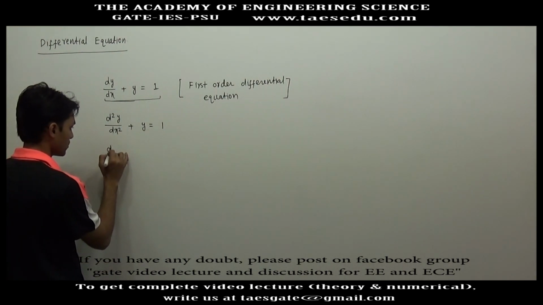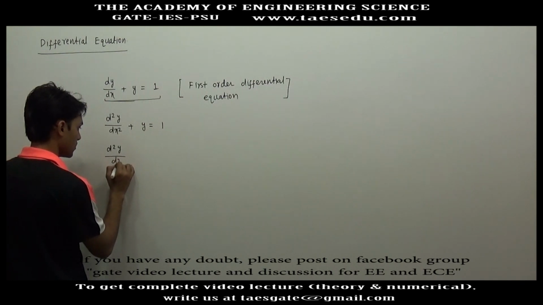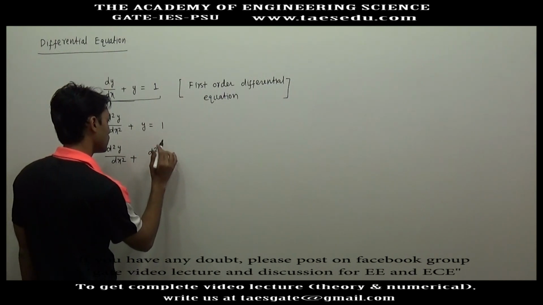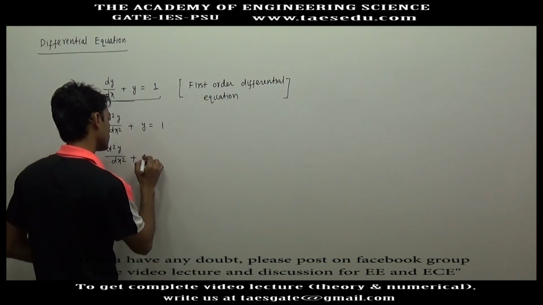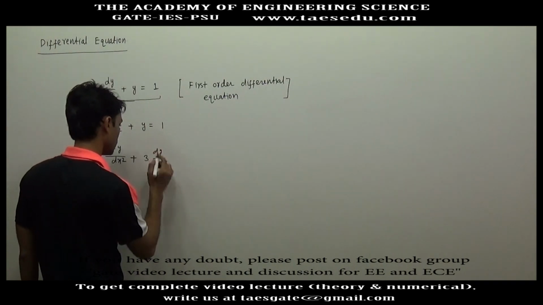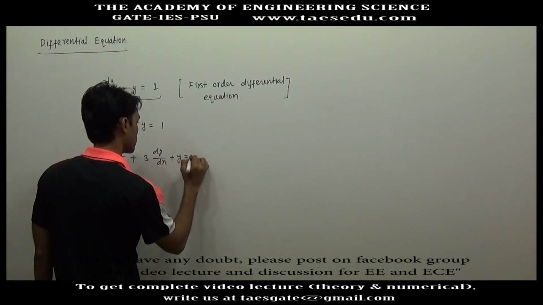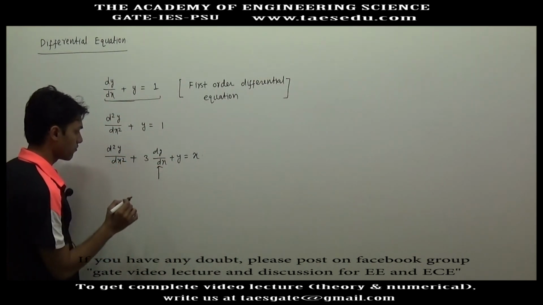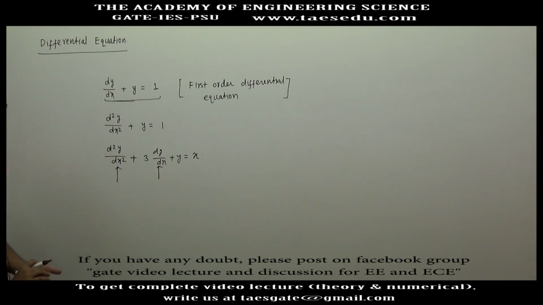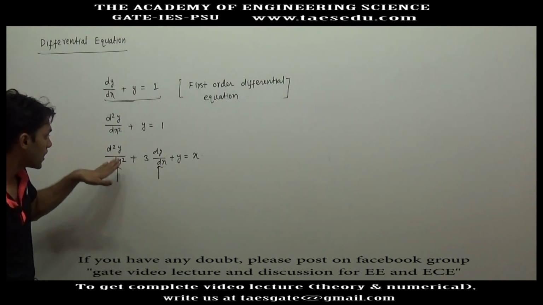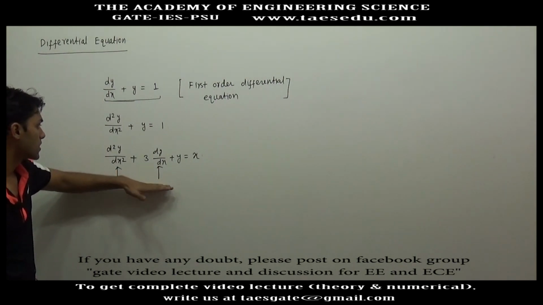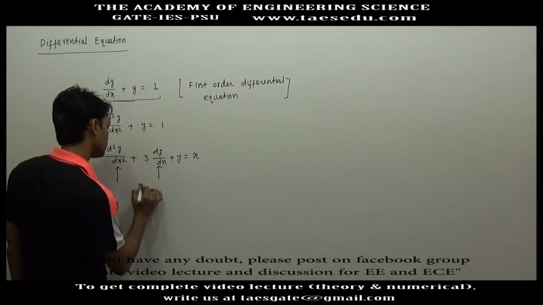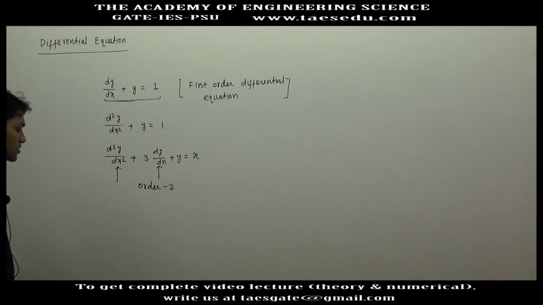If in a differential equation, suppose we have the second derivative of y and we also have the first derivative of y, 3 dy by dx plus y is equal to x, here we have the first derivative of y and here we have the second derivative of y. So in the equation you have to look for the highest derivative of y. In this example, the highest derivative of y is 2, so the order will be 2. So this was order.